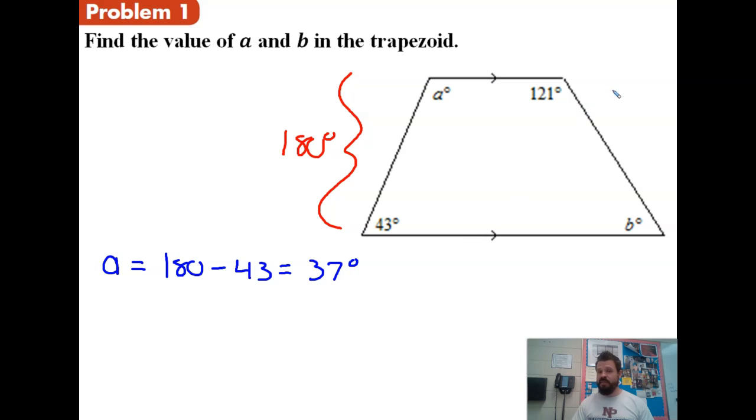I can do the same thing on the other side of the trapezoid. The 121 and the B will be supplementary as well. So I can say that B is equal to 180 once again minus 121, which would give us 59 degrees. So using those supplementary properties, I can always solve for at least one of the other angles of a trapezoid.